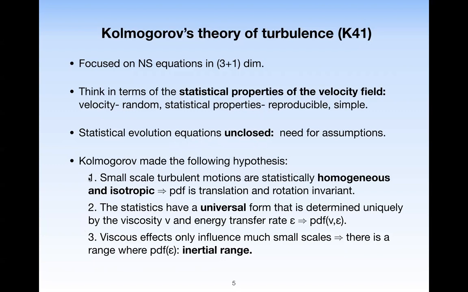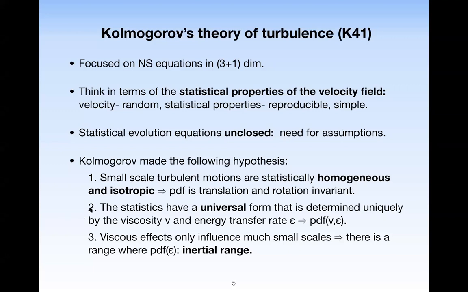So the first one essentially said that if you're dealing with scales that are smaller than the scale of your sample or the scale of your grid, if you're doing numerical simulations, then at those scales, the turbulent motion becomes statistically homogeneous and isotropic. So in terms of the probability distribution function, or PDF for short, this means that this quantity becomes translation and rotation invariant. Okay, this is the isotropy hypothesis.